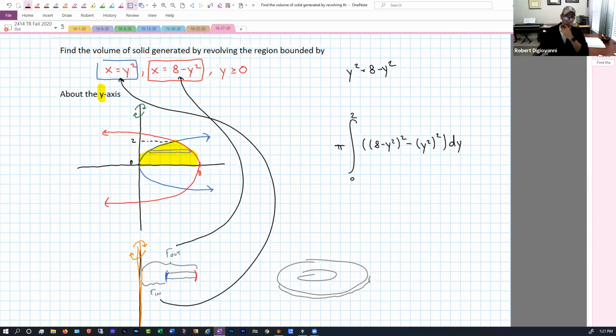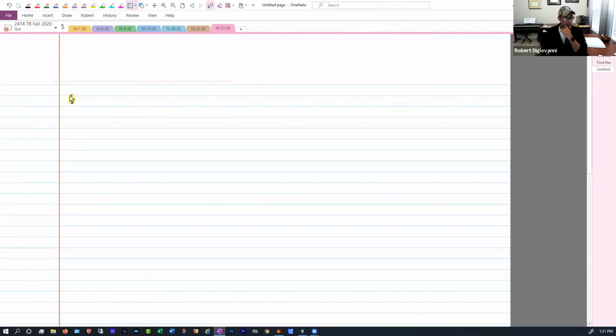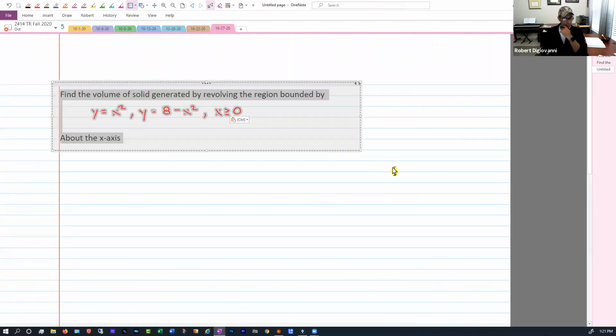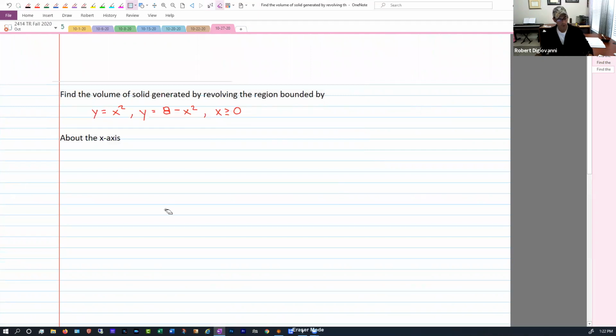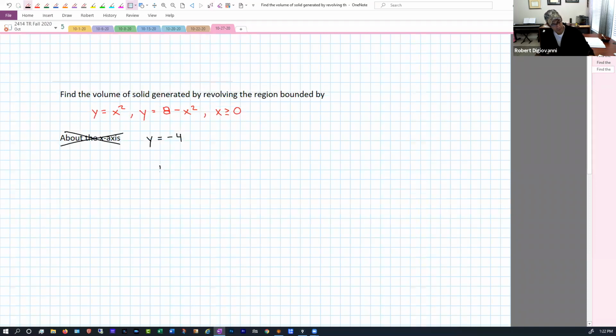Now, I want to go back to the original problem. Okay, here's the first problem I gave you. And I want to change something now. I don't want to wrap around the x-axis anymore. Here's what I want to do. I want to wrap it around this line, y equals -4. Okay, so we all need to know what y equals -4 looks like, but I'm going to just start from the beginning here, draw my graph.